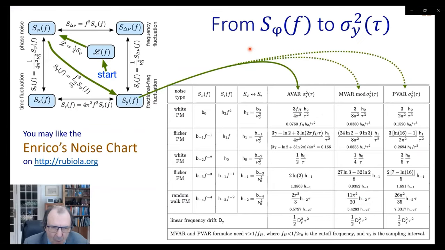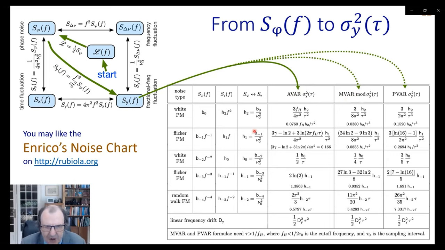Finally, we address the question of how to convert S phi into sigma y. So usually we start from script L, which is found in the specs of a component. We convert it into the spectrum of phase noise, and then we convert S phi into S y. Then we have all these coefficients of the polynomial law of Sy, and we use this column to convert Sy into Allan variance. We use this column to convert Sy into modified Allan variance, and so on.